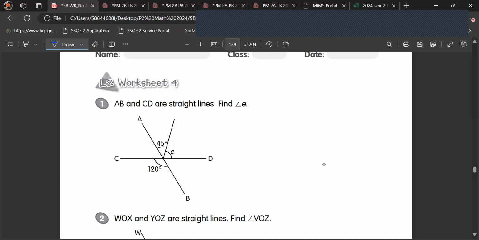Can you take out the worksheet now? Ethan, can you take out the worksheet from your bag?